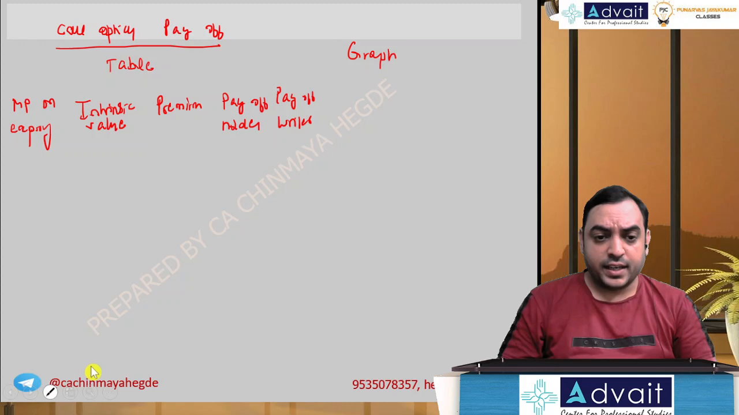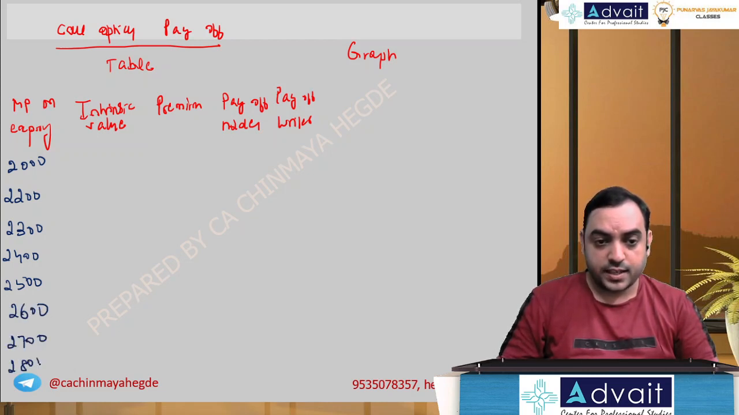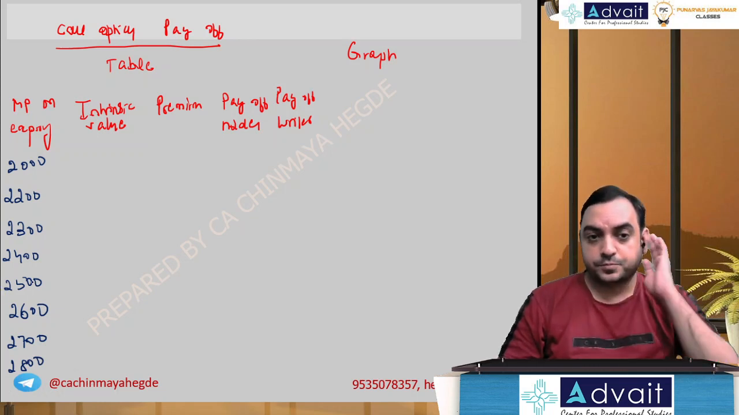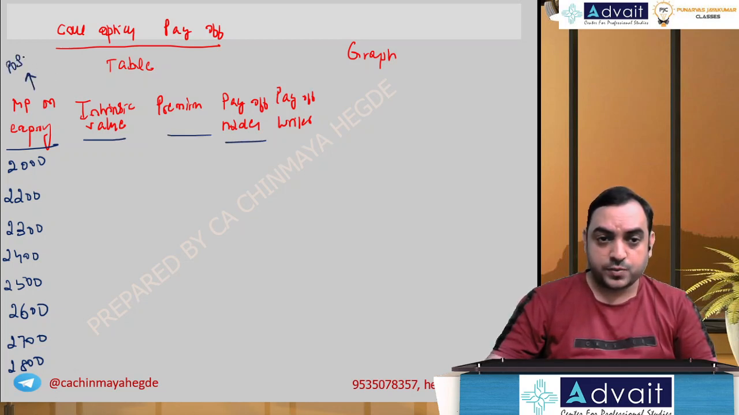Now, the same Reliance example I've taken. Let's say market price on expiry, in different situations I will have: 2,000, 2,200, 2,300, 2,400, 2,500, 2,600, 2,700, 2,800. I'm just looking at different possibilities, okay? Market price on expiry, different possibilities.